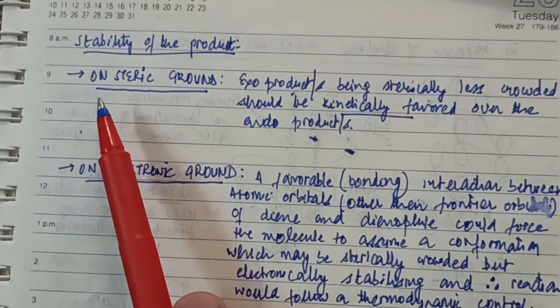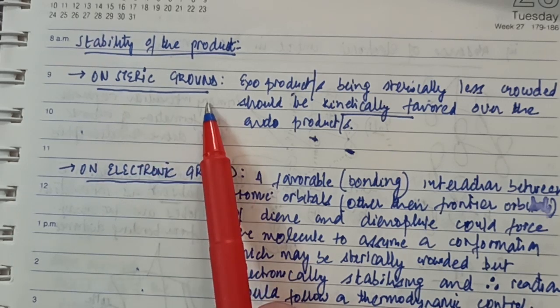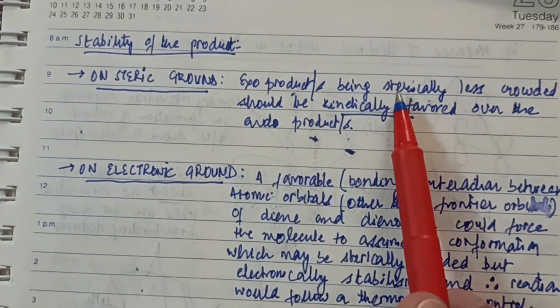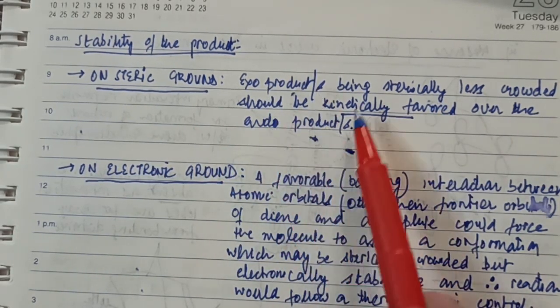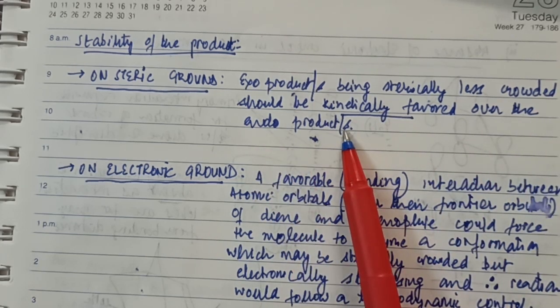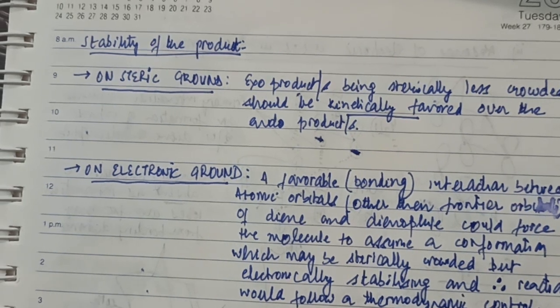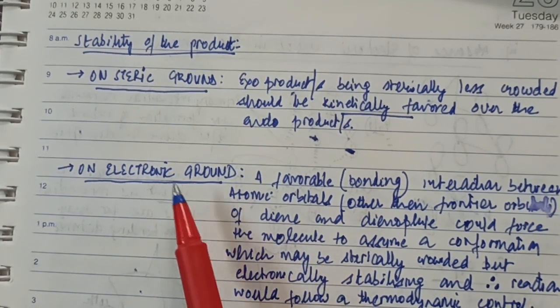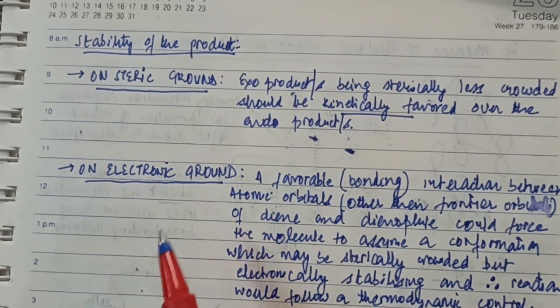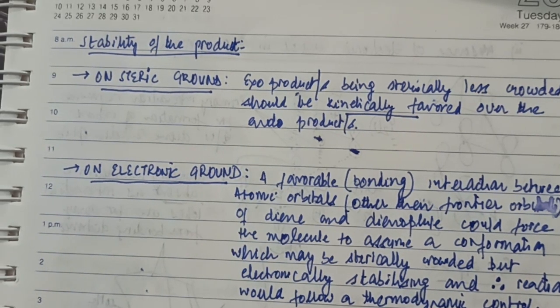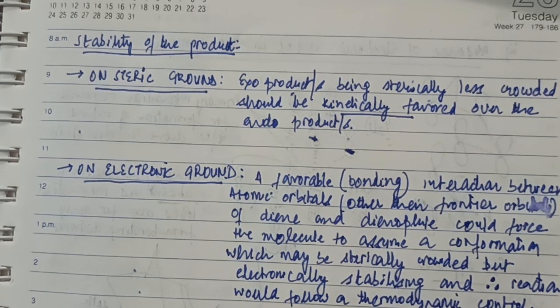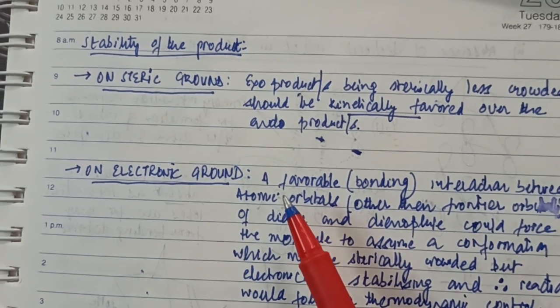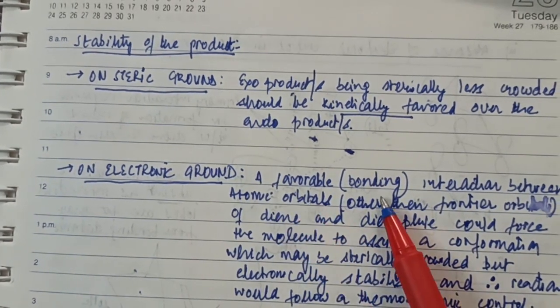Now, first we'll talk about the stability on the basis of steric grounds. The exo product, being sterically less crowded, should be kinetically favored over the endo product. This we've already discussed. So if there is no electronic control, definitely it is the exo product which should predominate over the endo product. However, if there is an electronic ground, now what do we mean by electronic ground? Let's try to discuss this factor here. The electronic factor would mean that there is a favorable bonding.